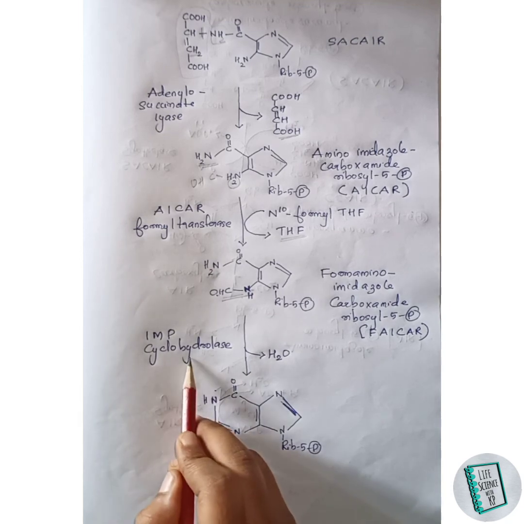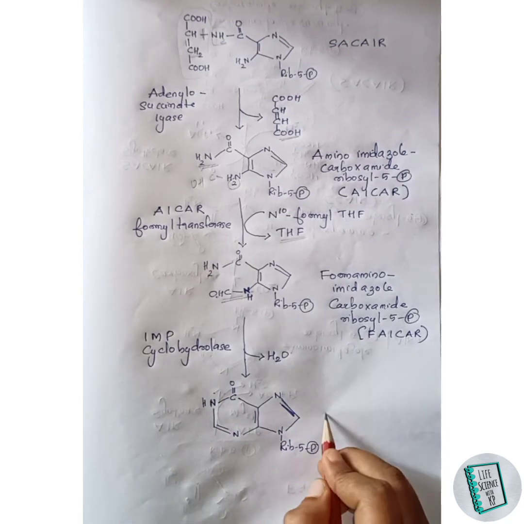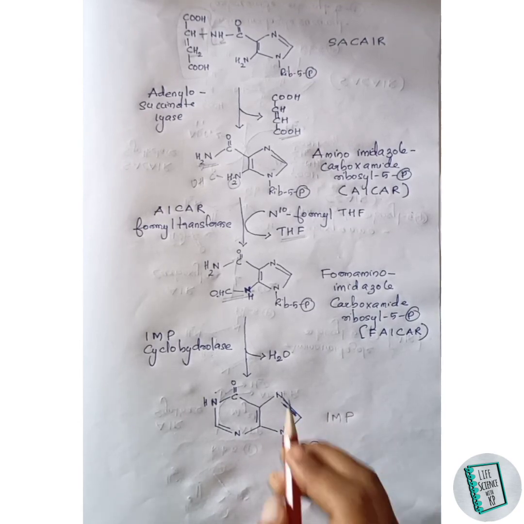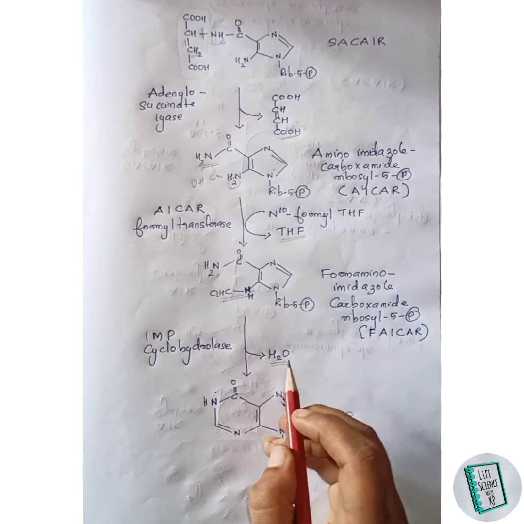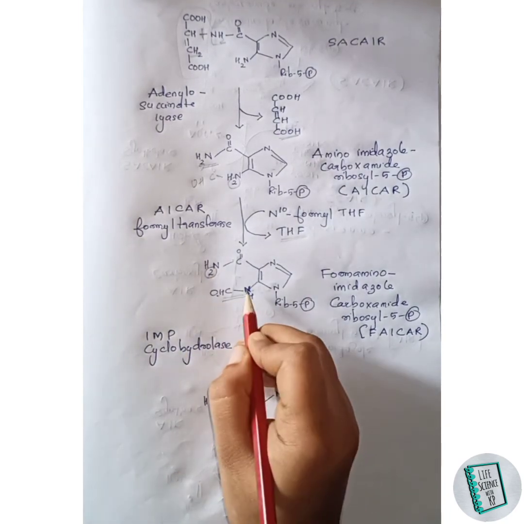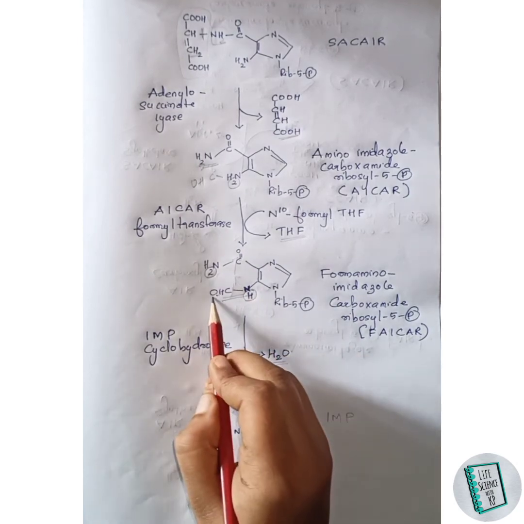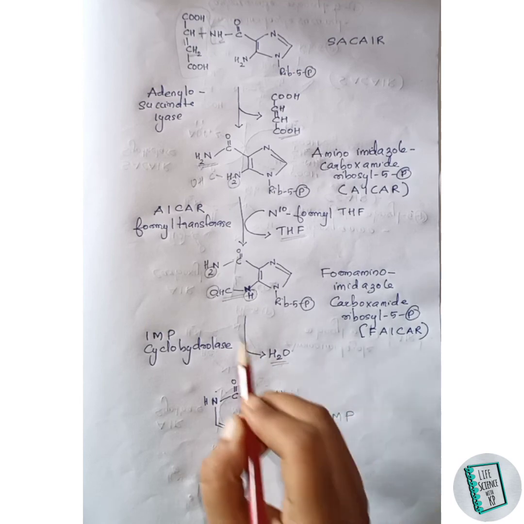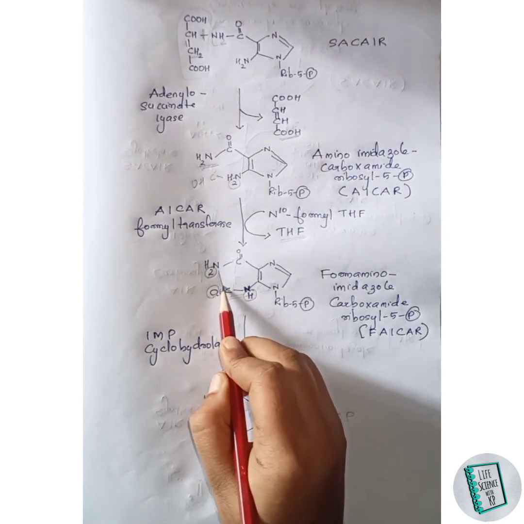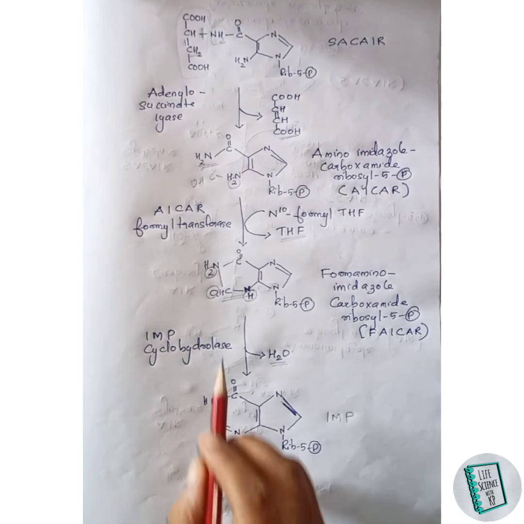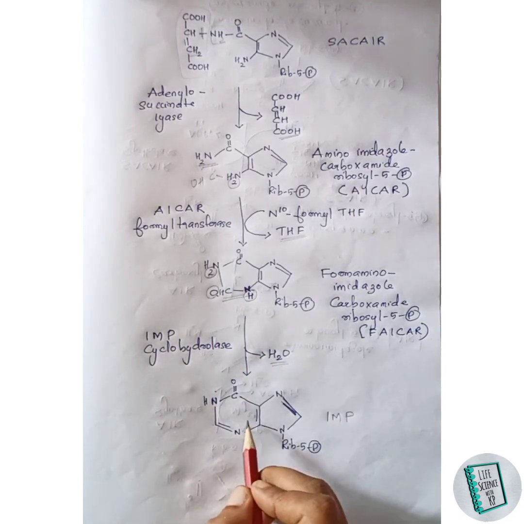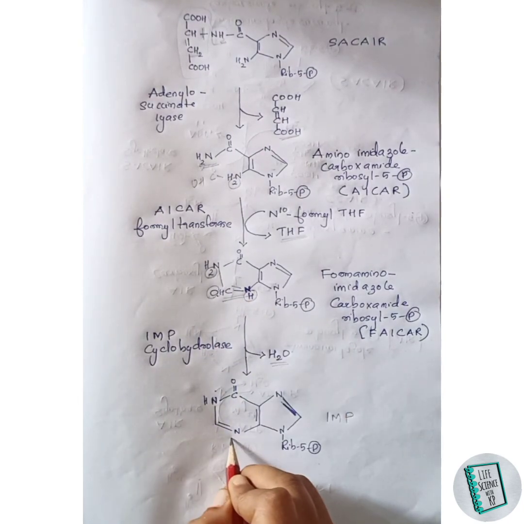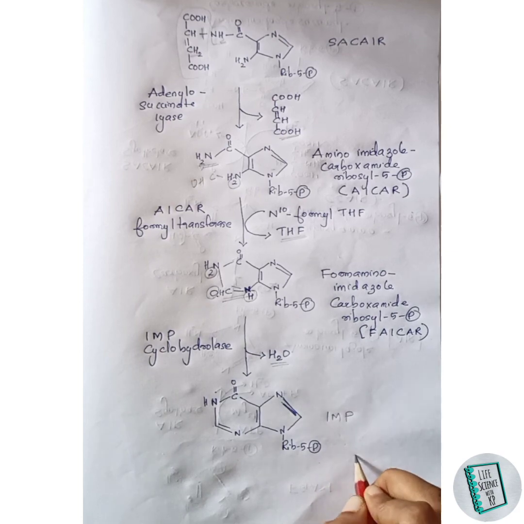In the next step, that is the last step of IMP formation, here FAICAR in presence of IMP cyclohydrolase forms IMP, inosine monophosphate. So what happens here is there is removal of a water molecule. That is, one of the hydrogens from this NH2, this hydrogen from this NH, and this oxygen from this CHO leaves as a water molecule. Then there is bond formation between this nitrogen and this carbon, and it is shown here. Now for maintaining the valency, a double bond is formed between this nitrogen and this carbon. It is shown here. Thus IMP, or inosine monophosphate, is formed.